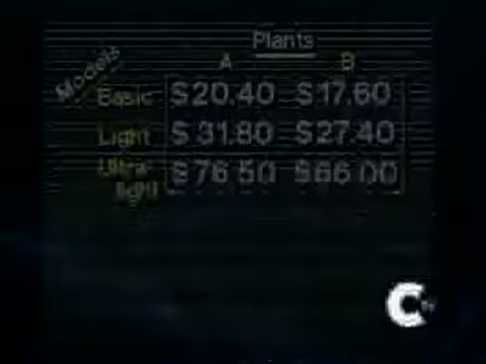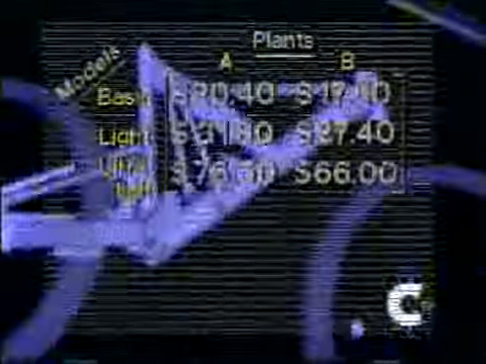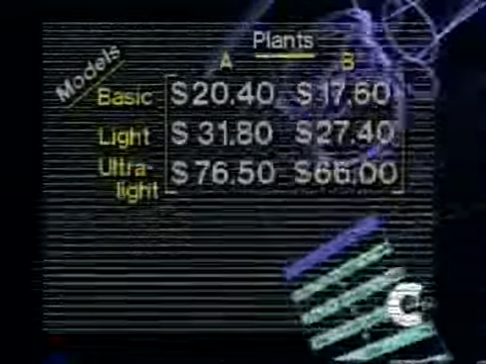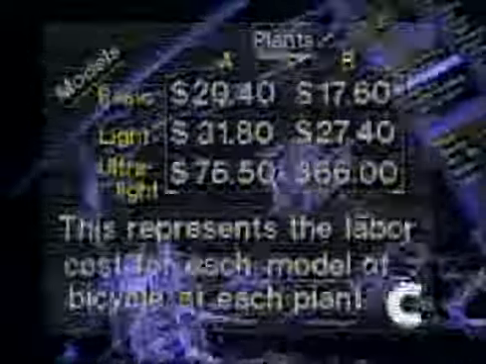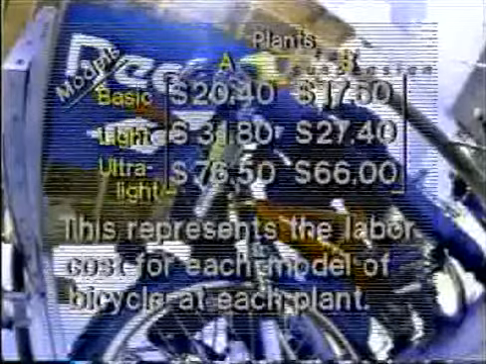Let's set it up this way. The rows are the models and the columns are the plants involved. Now the numbers, the entries in the matrix, are simply this. These entries represent the labor costs for each model of bicycle at each plant.